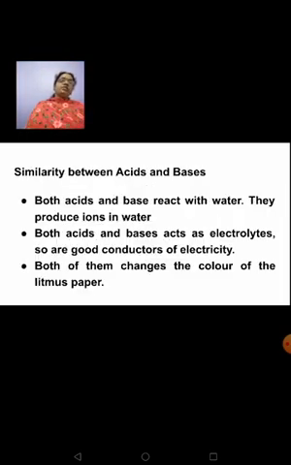Now, what are the similarities between acids and bases? Both acids and bases react with water. They produce ions in water. They both are good conductors of electricity. When an acid and a base come in contact with litmus paper, they both change it into the respective colors. That means a color change happens in the litmus paper when it comes in contact with an acid or a base. Similarly, on reaction with metals, both acids and bases will liberate hydrogen gas.